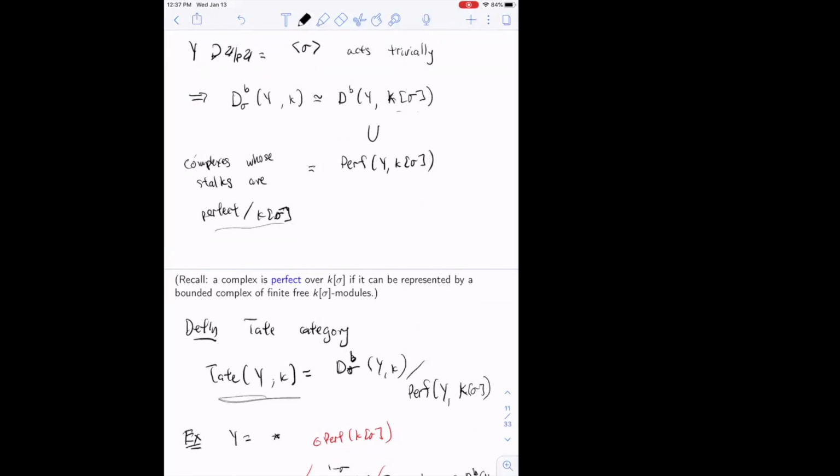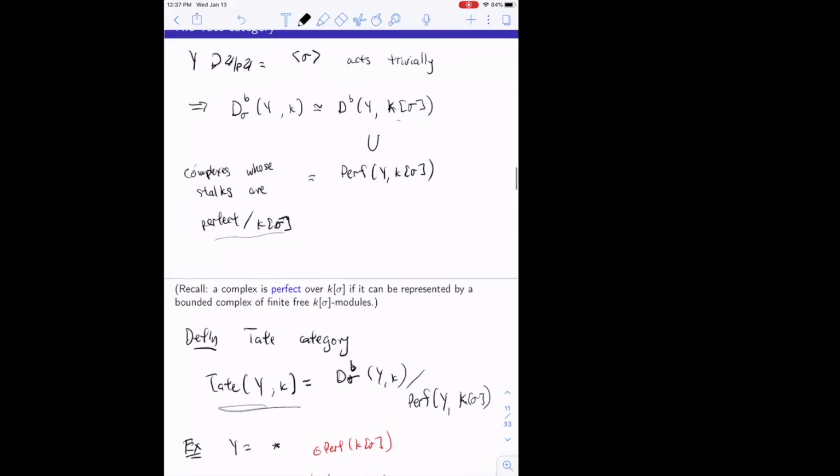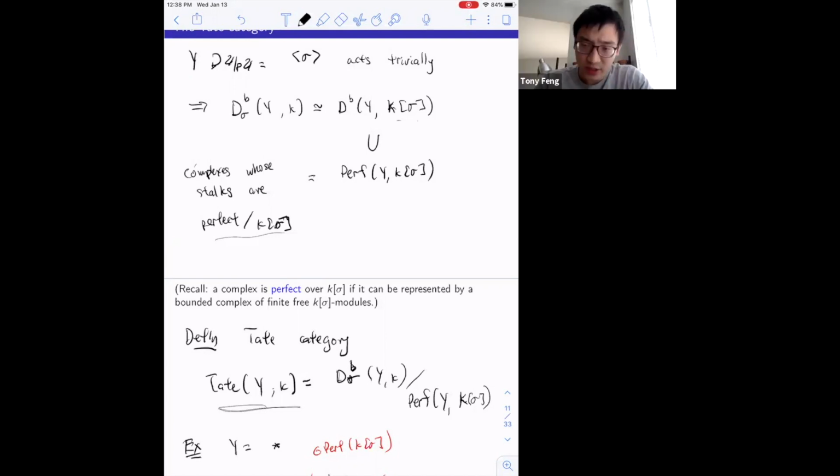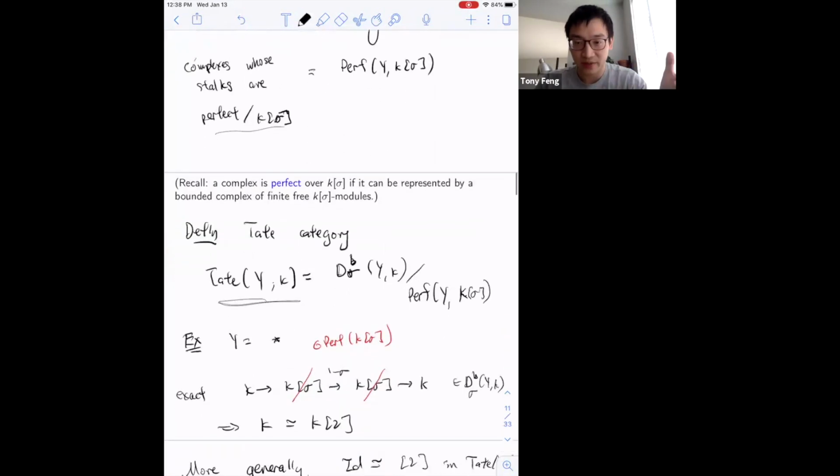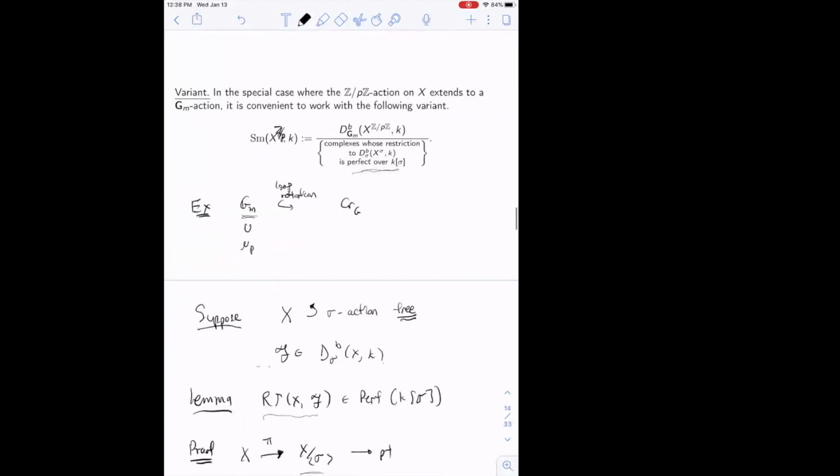You have two ways to define this subcategory. You can define it by the stalks, or you can define it with weaker conditions, by asking that you have a complex in the category, say, of projective K sigma modules, or you have various ways to express that. But the two are equivalent, and that's probably implicit in the lemma, maybe in the proof of your next lemma that will appear. Yeah, we can see, but for now, let's say my definitions are all pointwise. But your definition is pointwise, okay.